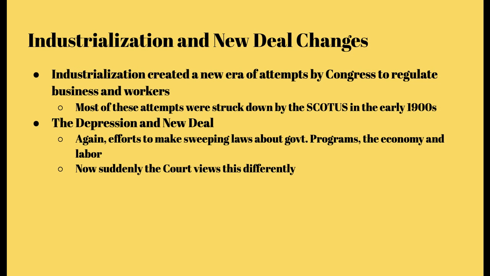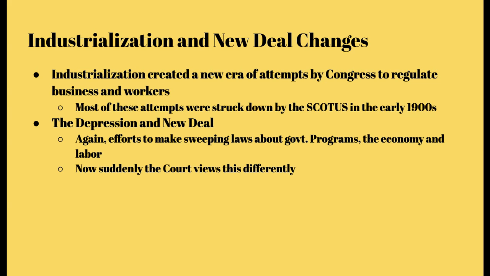And then, of course, we have changes with industrialization and particularly with the New Deal. Congress tries to regulate things like businesses and child labor laws, but most of those laws were struck down in the early part of the 1900s. Of course, with the Great Depression and New Deal programs by FDR, we still see efforts by the national government to make sweeping changes to the economic lives of people and the country. But those laws now are things that are affirmed by the Supreme Court.